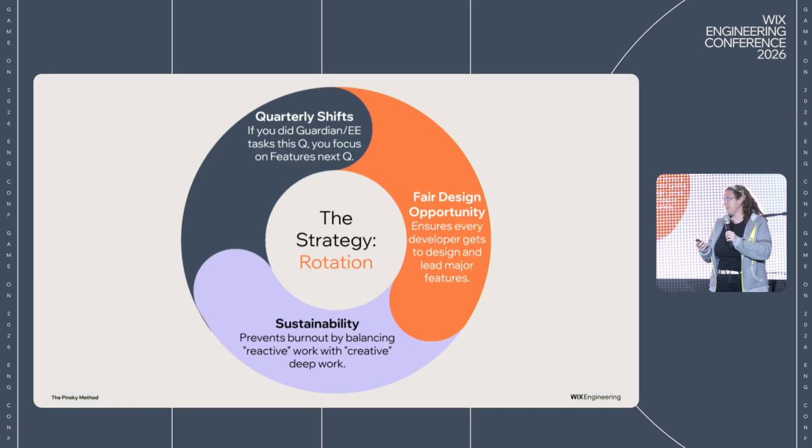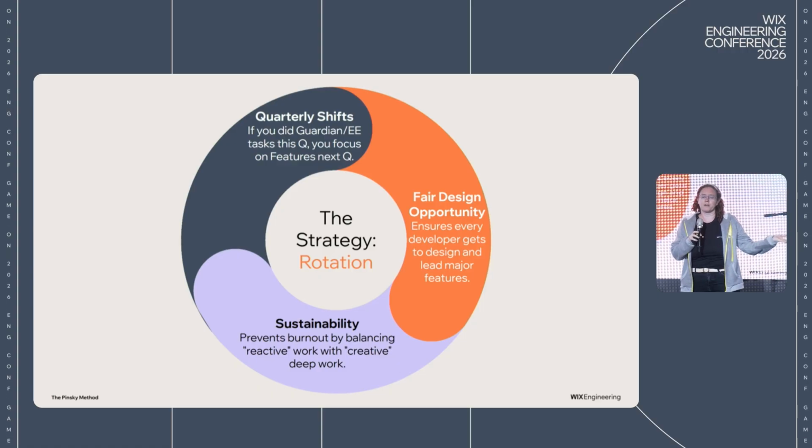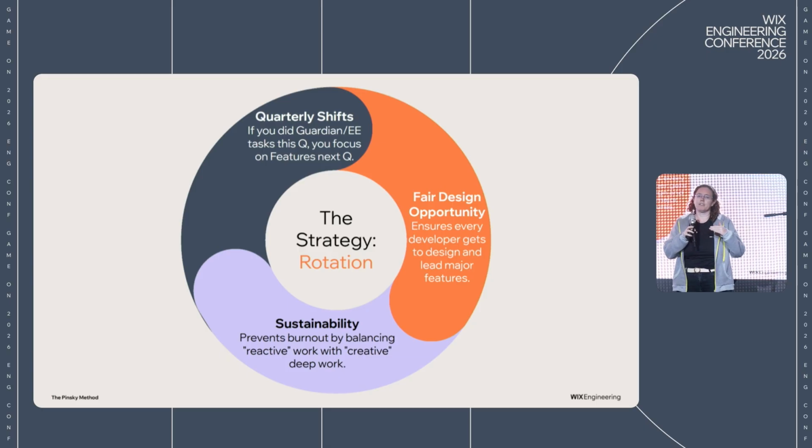And so what we do is we want to have a rotation. So we want to make sure everybody gets to work on big features and also everybody gets to work on production and on increasing the quality of our project. So we do a rotation. So we say, if you worked on a big milestone this quarter, next quarter you're going to take more of a guardian and a handyman role. So we keep switching so everybody gets to do everything.